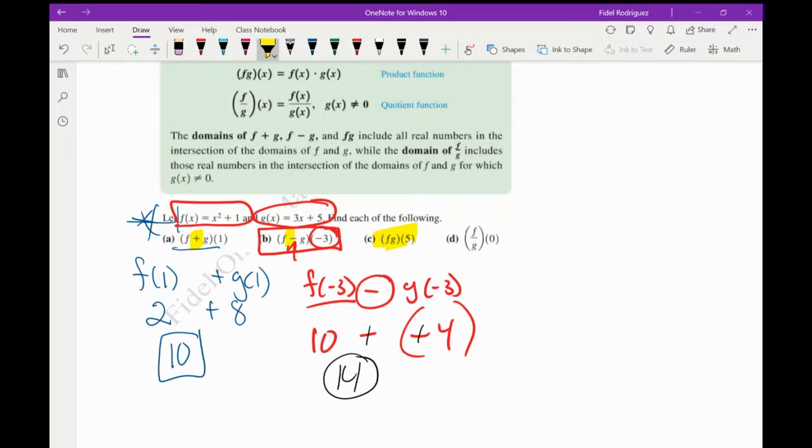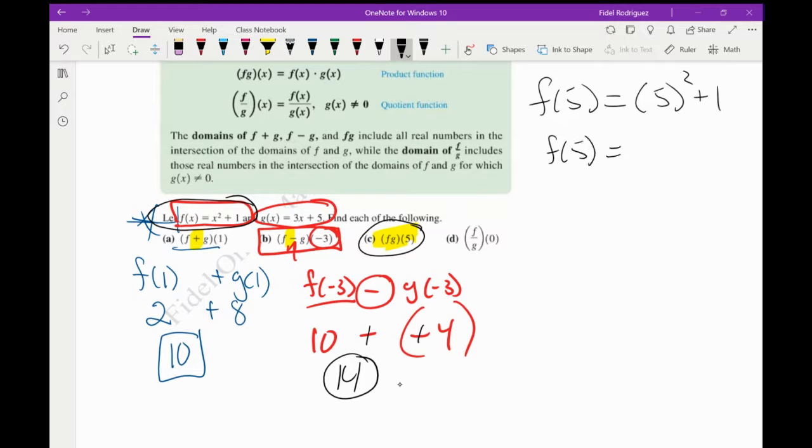Look at this one. They're right next to each other. What are they being done? Multiply, right? So look, I'm going to come back here. F of g of 5. Let me find f of 5. I'm going to come to this guy again. 5 squared plus 1. 25 plus 1 is 26. Okay. Then we're going to do the same thing for g of 5.